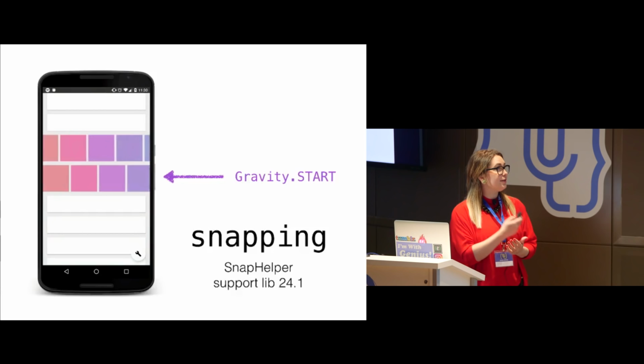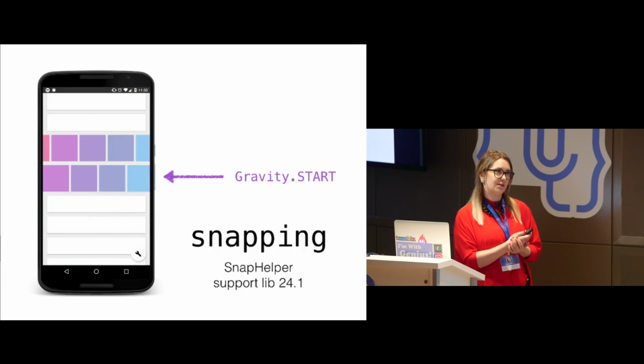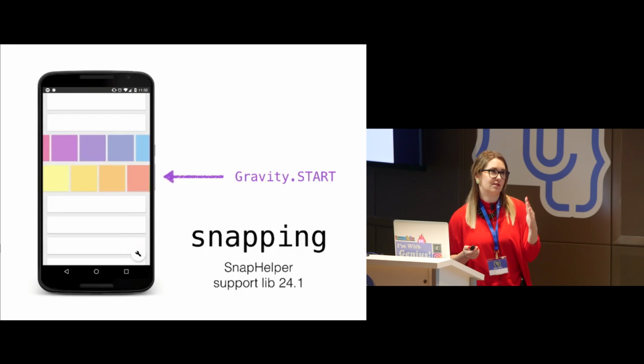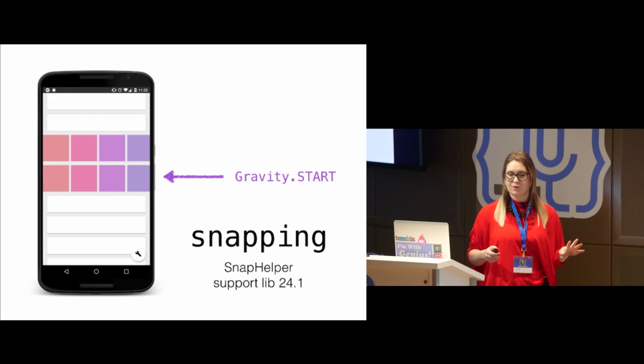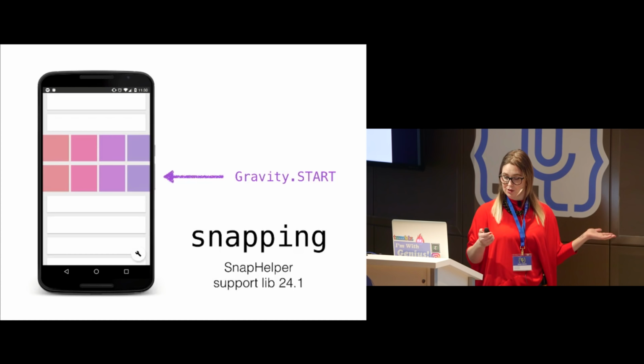And another thing which is complicated to implement on your own, but is now pretty much handed to us, is scroll snapping. And by this, I mean that a scroll wants to stop at a particular position, and if you pick your finger up at another one, it will scroll back or forward. And the class to accomplish this, SnapHelper, was released in the 24.1 version of the support lib, which I think means a lot of people don't know about it. But you should, because it's really easy.